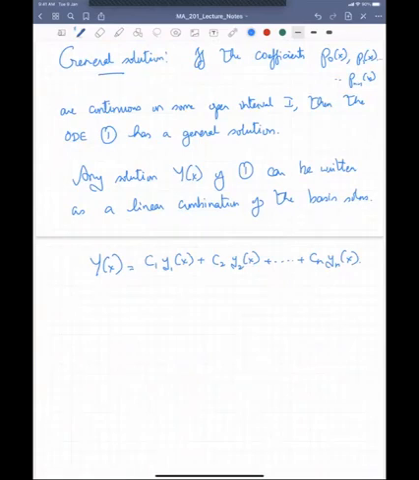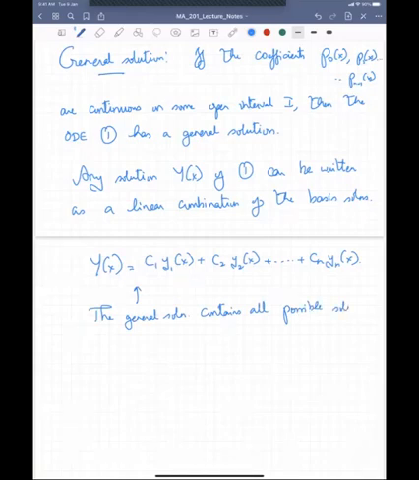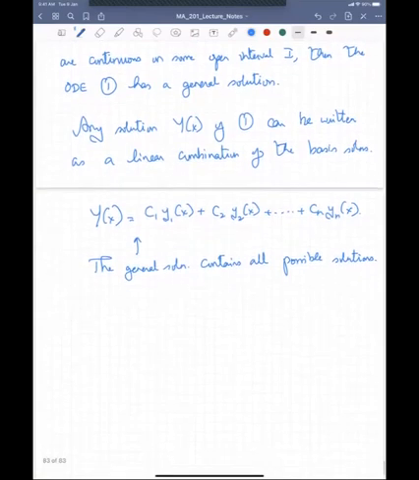Okay. So what this statement again means is that the general solution, the y1, y2, and so on, contains all possible solutions. Any solution that you come up with can be written as a linear combination of the basis solutions. Turning this around, we also claim that there can be no solution that cannot be written as a linear combination of the basis solutions.